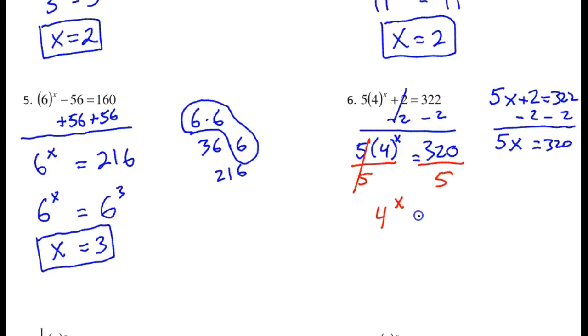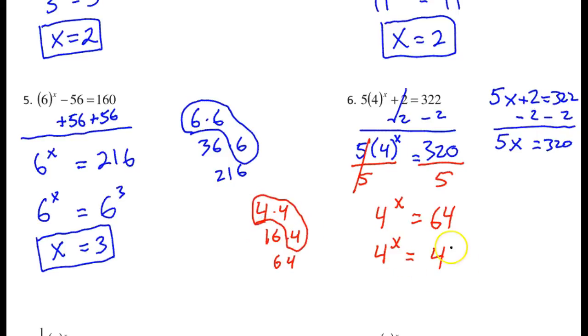So what's 320 divided by 5? 64, okay. And then we just have to figure out 64 is 4 to what power? Yeah, 4 times 4 is 16. 16 times 4 is 64. So it takes 3 4s. So 4 to the third. X equals 3.